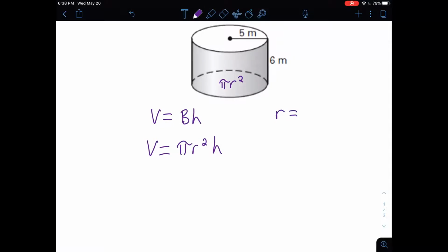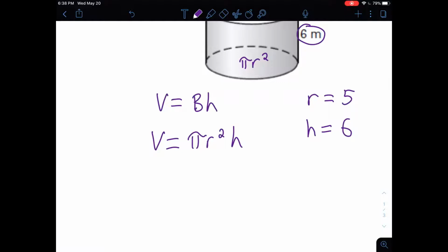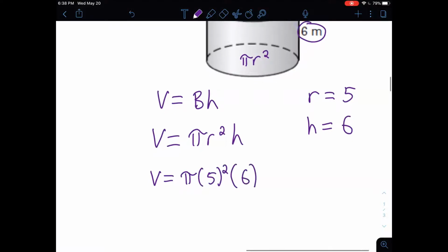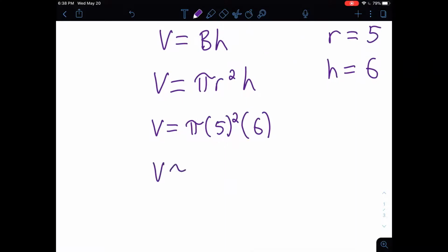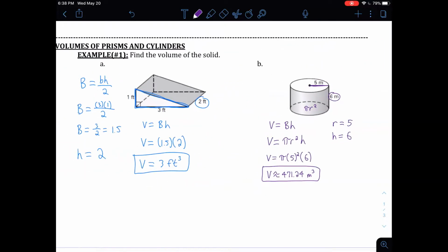All right, what's our radius for this cylinder here? Radius is 5. It's the radius of the base, right? What is the height of the cylinder? That's going to be 6. So we're just going to plug into this formula here. So volume is going to equal pi times 5 squared times the height, which is 6. So volume is going to be approximately, multiplying by pi is going to make it a weird decimal, I think it's 471.24 cubic meters. And there we go.